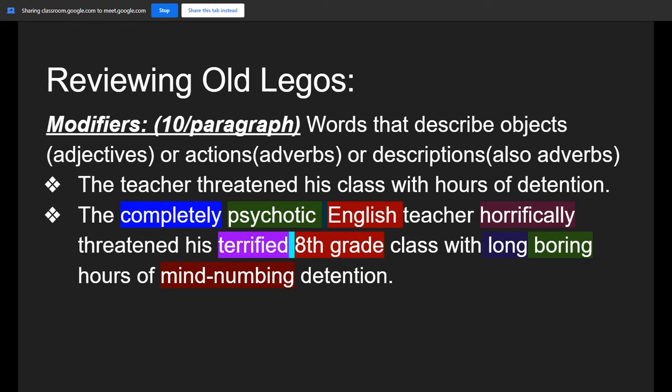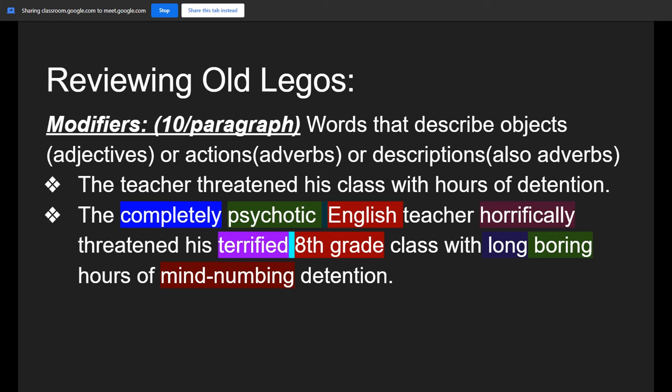Okay, well, that's a sentence. It works. But by adding in adjectives and adverbs, we can say the completely psychotic English teacher horrifically threatened his terrified 8th grade class with long, boring hours of mind numbing detention. So much better. Add in those descriptive words. After you finish your writing, start taking a look. Where could I put in some good describing words, some good modifiers to get more details about what we're talking about? Usually you could find spots to put at least 10 in a paragraph. That will help to make your paragraph stronger.